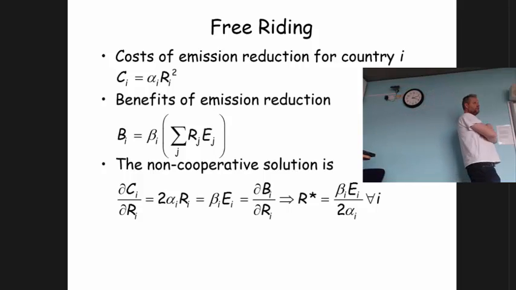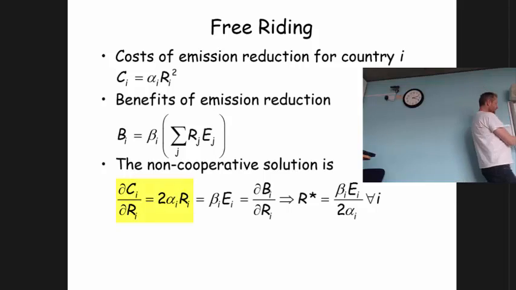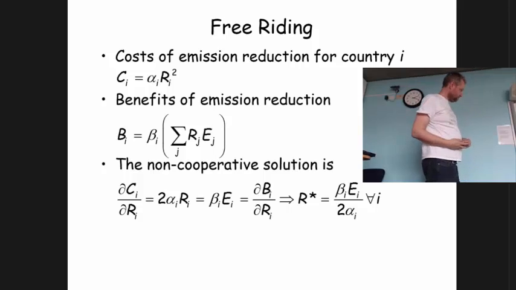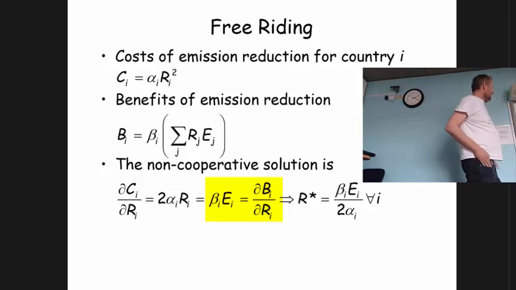non-cooperatively, then what you do is you equate marginal cost to marginal benefits. Basically, what are marginal cost and what are marginal benefits? Marginal cost, we take the derivative with respect to R. That's simple. That's 2 alpha R. This cost only depends on what you do yourself. So that derivation is trivial. The marginal benefits take a bit more thought.